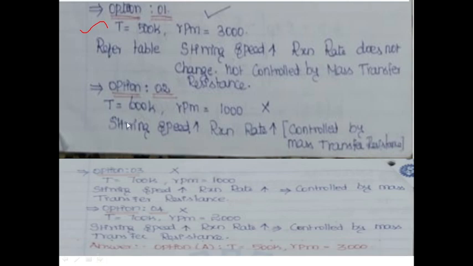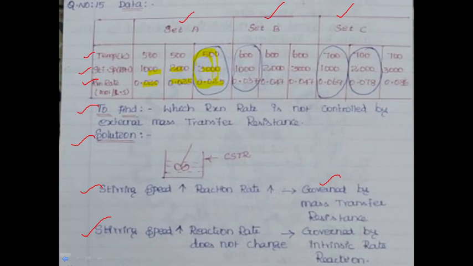What about option number 2? Here the temperature is 600 Kelvin. What about the RPM? The RPM is 1000. What about the reaction rate here? 0.037, 0.047, again 0.047. So here the stirring speed increased. What about the reaction rate? The reaction rate also increases. This is governed by mass transfer resistance. So this is not the correct option. This is the wrong option.